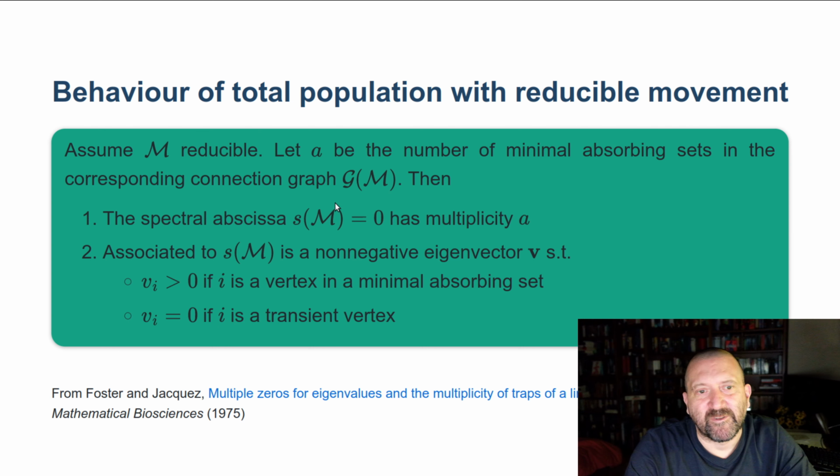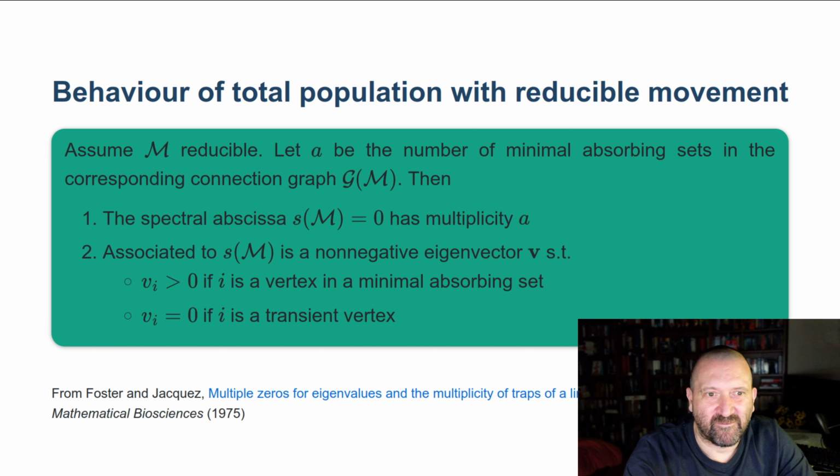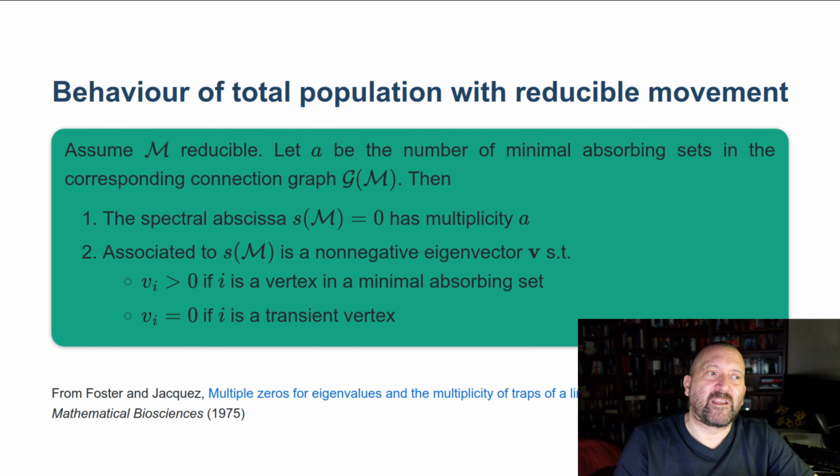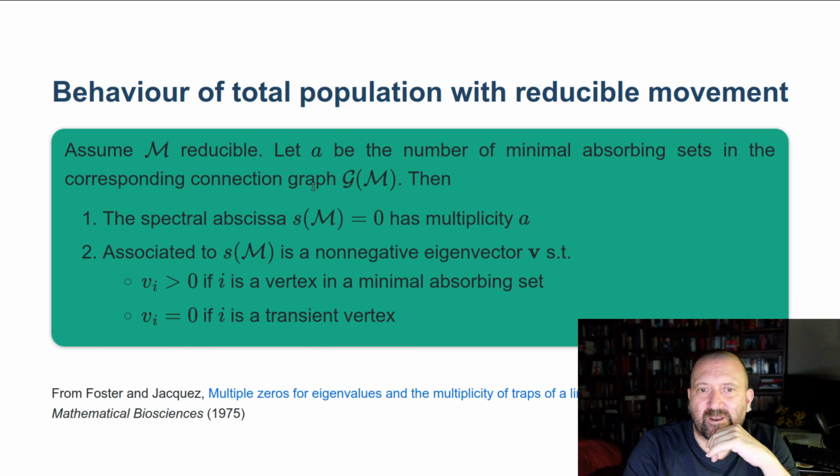Suppose that I'm reducible. I'm not going to spend a long time explaining this, just to show you that all hope is not lost. If the matrix is reducible, then what you end up doing is working on each of the strongly connected components, and you can find, so I won't define this, minimal absorbing sets in the connection graph, and the number of these minimal absorbing sets actually determines the multiplicity of 0 as an eigenvalue.